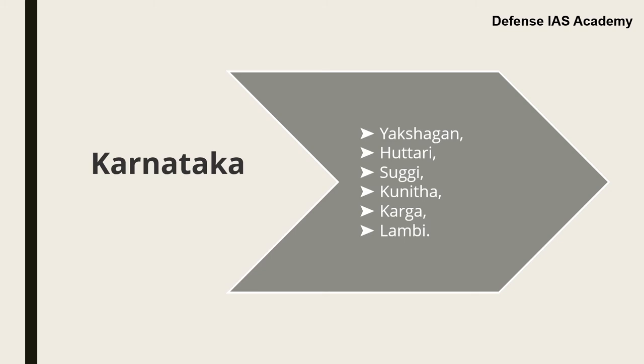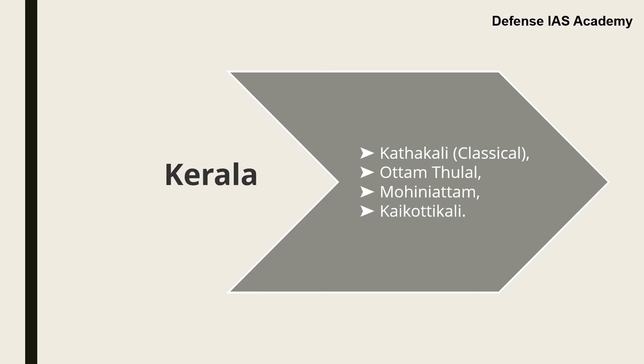Now let us see the next one, which is Kerala. Kerala has art forms like Kathakali, which is a classical art form, and Ottam Thullal, Mohini Attam, and Kai Kottikali. These are the art forms of Kerala. Kathakali is an impressive form of classical dance whose origin dates back 500 years in the southern state of Kerala. It is a perfect combination of dance, drama, music, and some religious themes.